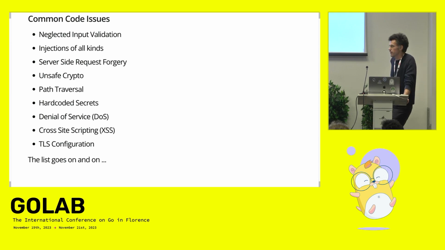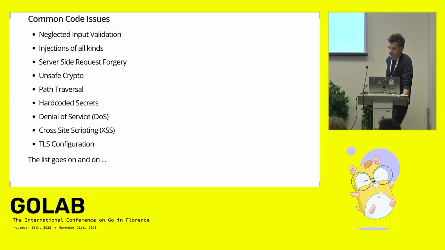Another area, especially in a cloud environment, is server-side request forgery, where we try to protect against injecting, for instance, URLs which are not trusted, and someone can extract information or access that URL. Also we have unsafe crypto. We use not really, let's say, secure crypto configurations.